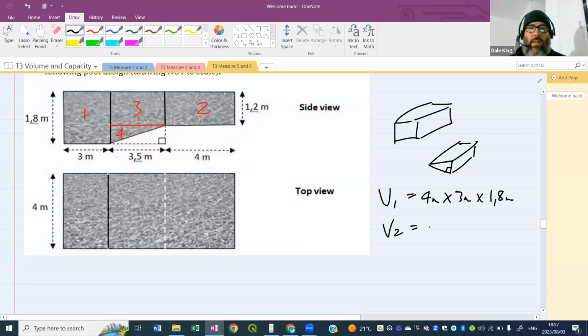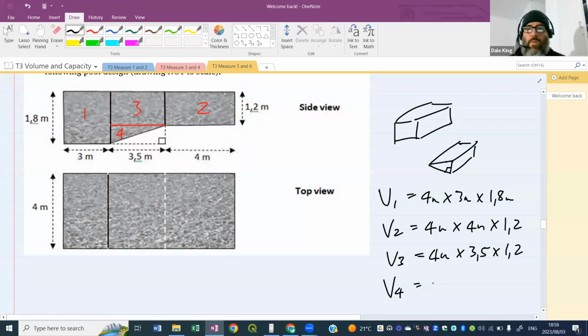For number 2, the length is also 4, the breadth is 4, and the height is 1,2. For the volume of the third rectangular prism, the length is also 4, the breadth is 3,5, and the height is also 1,2. The last one is a triangular prism.